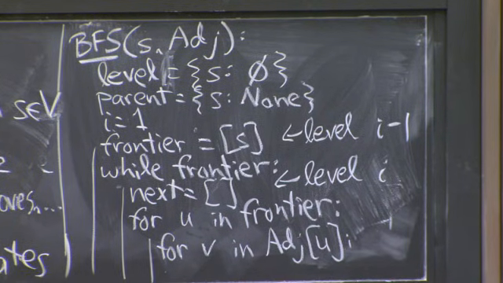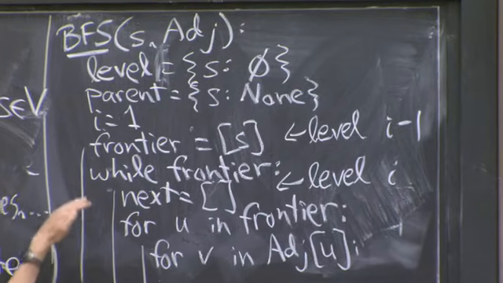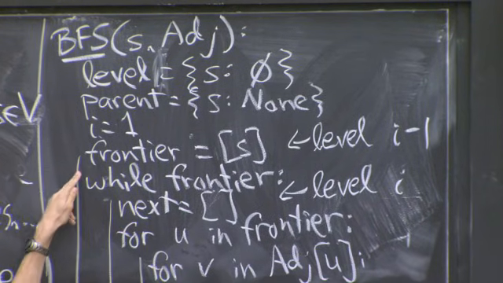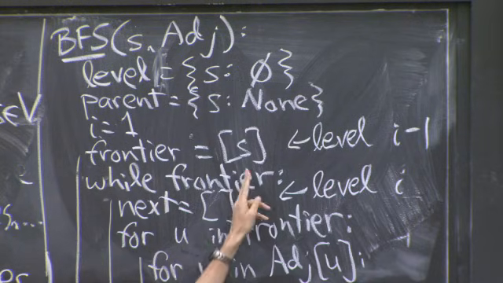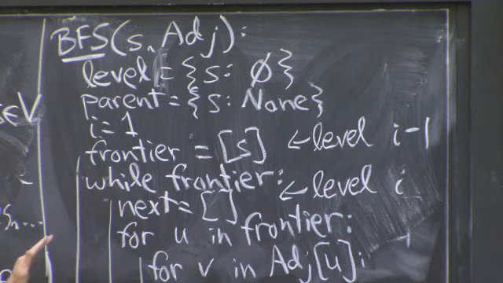We set i to be 1 because we just finished level 0. The frontier of what you can reach in level 0 is just S itself. So we're going to put that in a list. That is level 0. i equals 1, so 1 minus 1 is 0. All good. And then we're going to iterate.